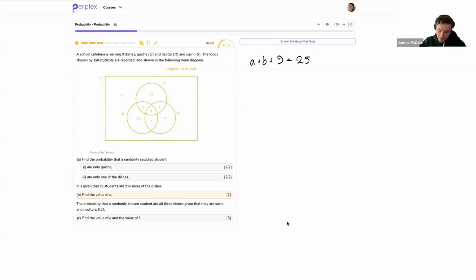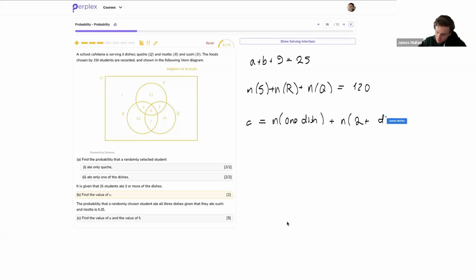Which means that if I add that to n of S plus n of R plus n of Q, which is the number we found in the previous part, this 24 plus 51 plus 45, that gave me 120. So that's equal to 120, which means that C, the number of students who didn't eat, is just the number of students who ate 1 dish plus n 2 or more dishes, that's 120.